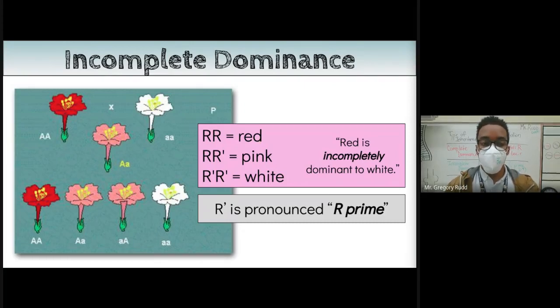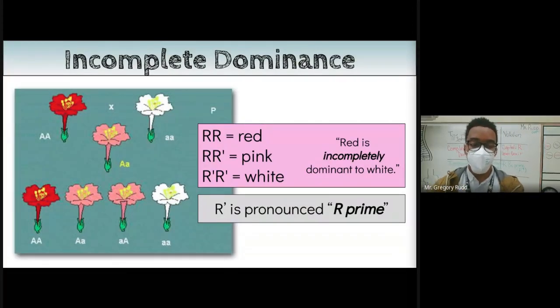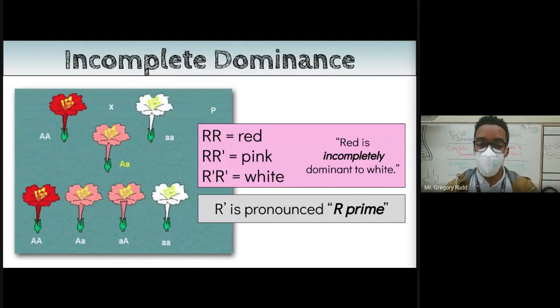So the heterozygote, because this is incomplete dominance, is going to show a blend of those 2 traits. And we call that, again, the heterozygous genotype would be R R prime. And it shows the pink phenotype. So it's a blend, of course, red and white mixed to make pink.